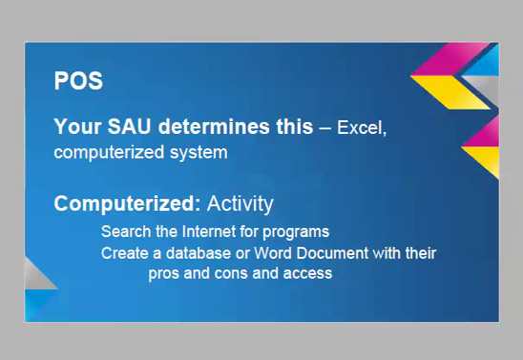Your SAU will have determined which point of service system, such as Excel or a computerized program, you will use to maintain the list of eligible students. If you use a computerized system, there are many different applications available. Here is a little activity you might consider, as this could be a good resource for you. Search the internet for some application programs and create a database or a Word document with their pros and cons as well as methods of access. Please note that selecting the point of service system is a district decision and they will determine the best application for them.